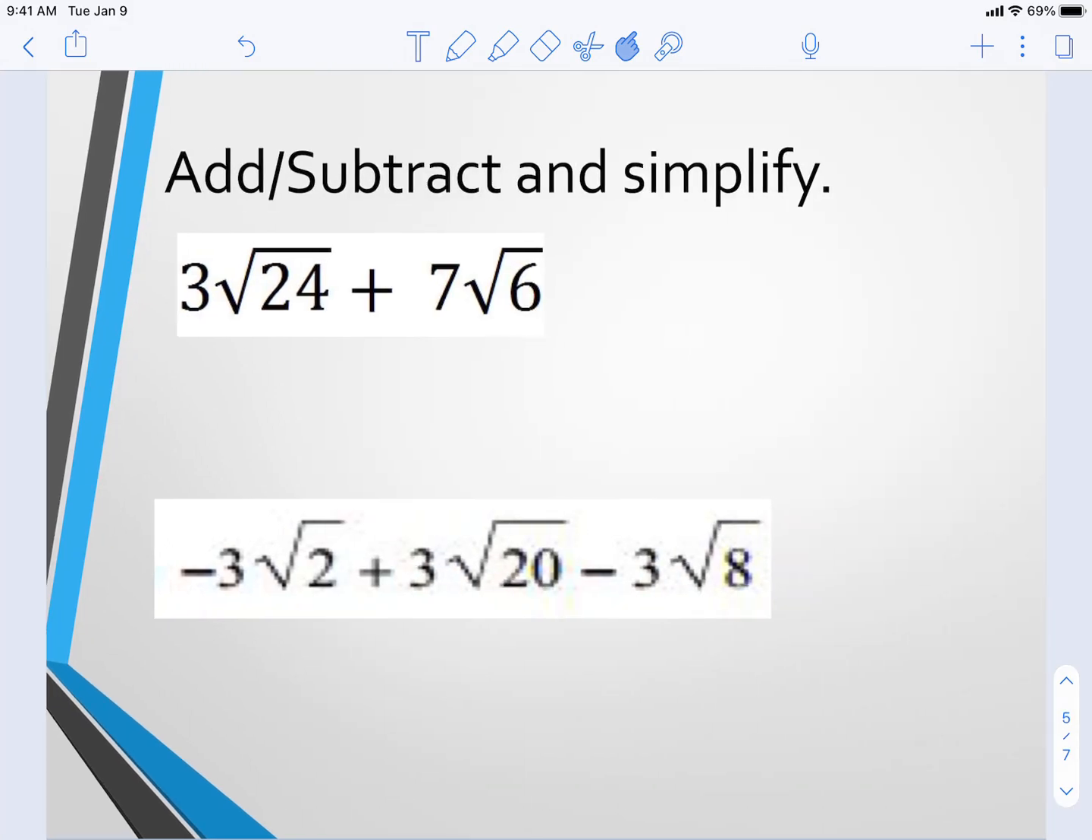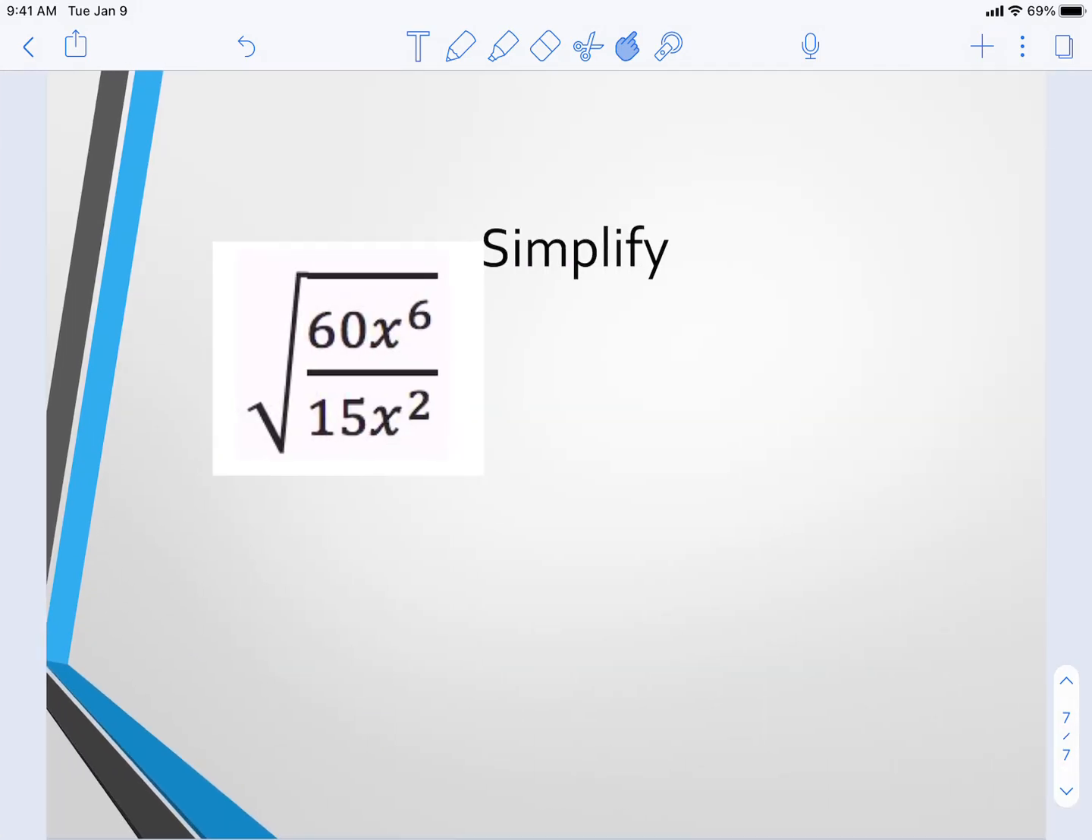All right, add or subtract, and simplify. Well, and then we've got divide and simplify, and I think that's, oh, and then one more, okay.